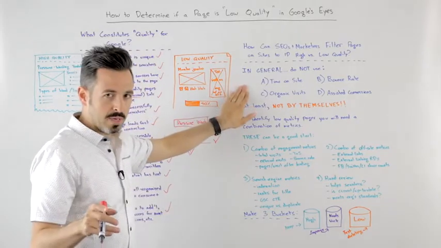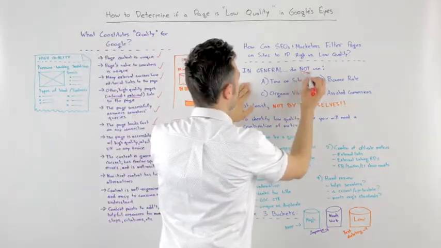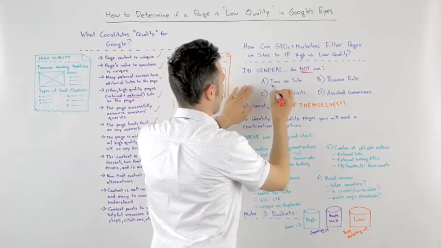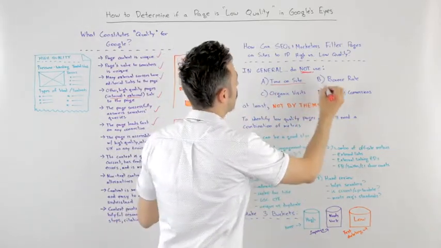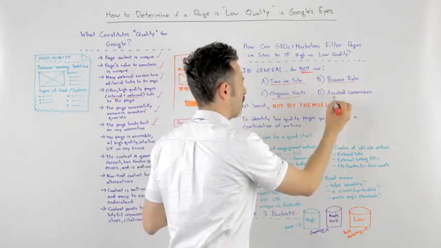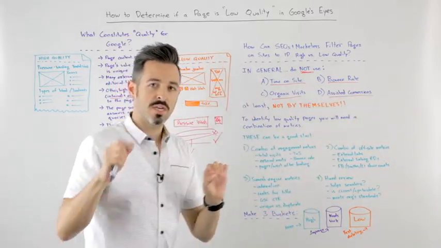In general, I'm going to urge you not to use metrics like raw time on site, or raw bounce rate, or organic visits, or assisted conversions. Why not?